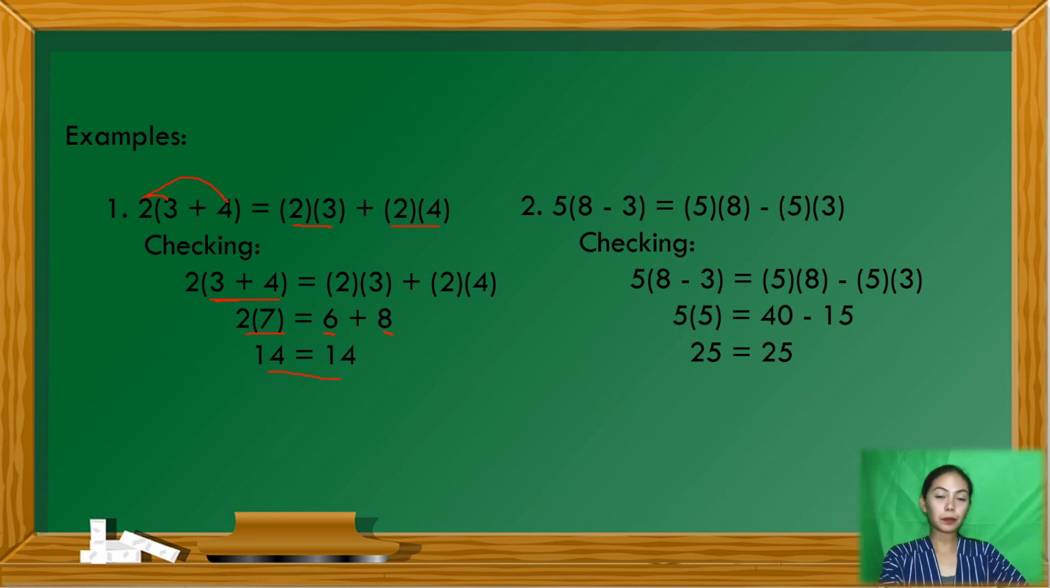Okay, next example. We have 5 times the quantity 8 minus 3 is equal to 5 times 8 minus 5 times 3. Why is it that they are equal? Now we will check. Since it is inside the parenthesis, we will first operate this one. 8 minus 3 is 5. So we have 5 times 5. This is equal to 5 times 8 is 40 minus 5 times 3 is 15. 40 minus 15 is 25.